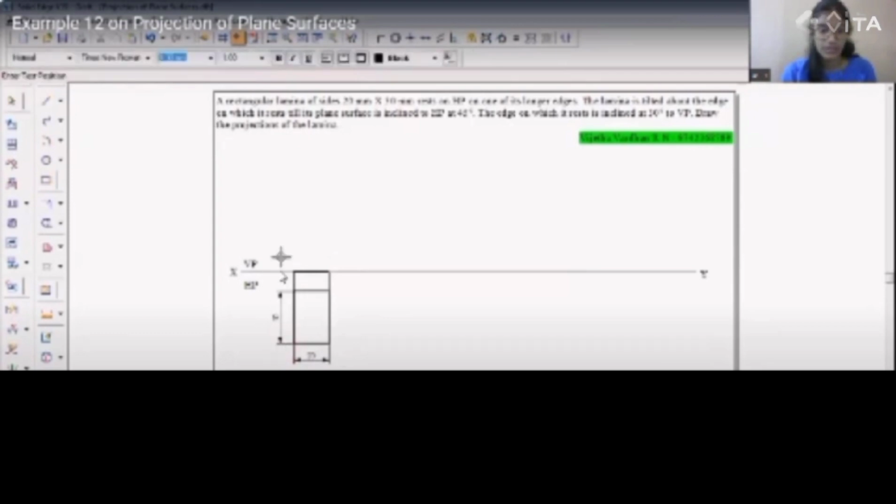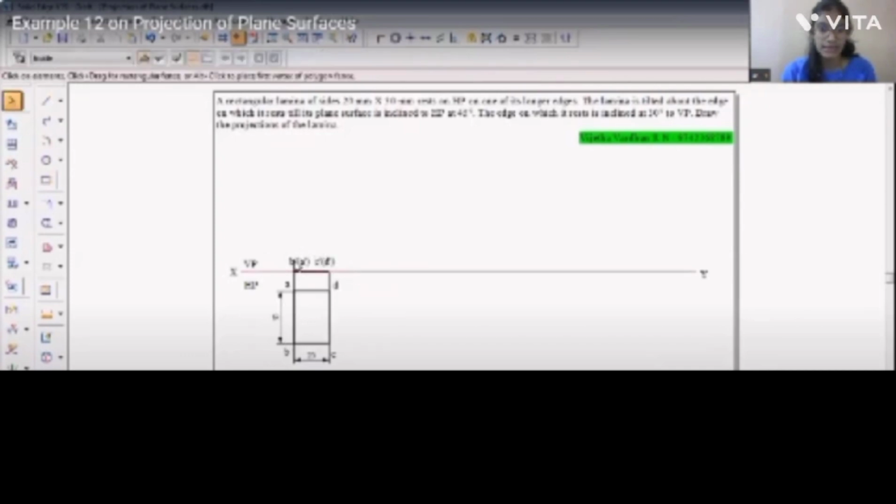Let's name it A, B, C, and D. Since we are able to see B and we are not able to see A, the front view will be named as A dash B dash in the bracket A dash, and C dash in the bracket D dash.